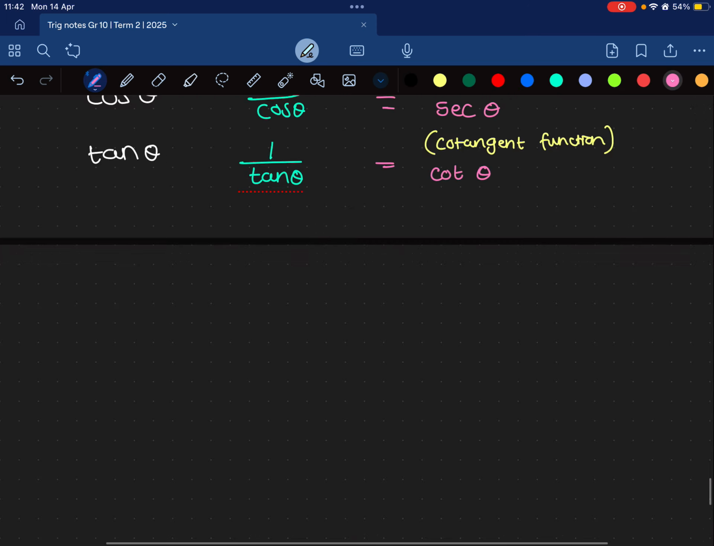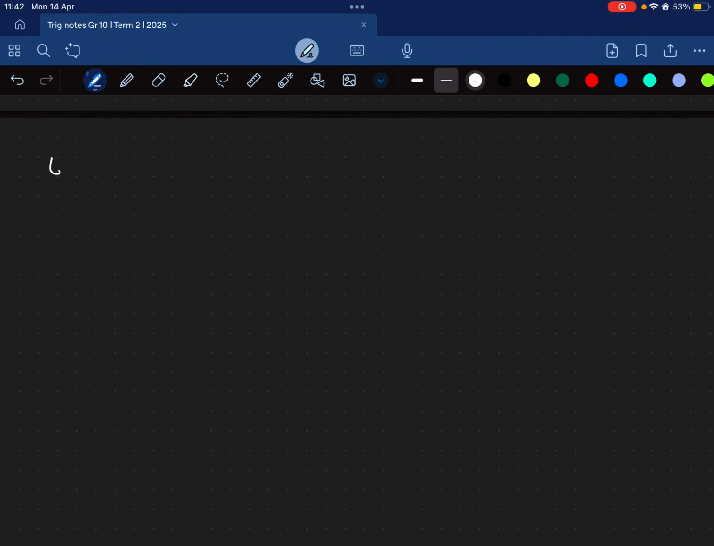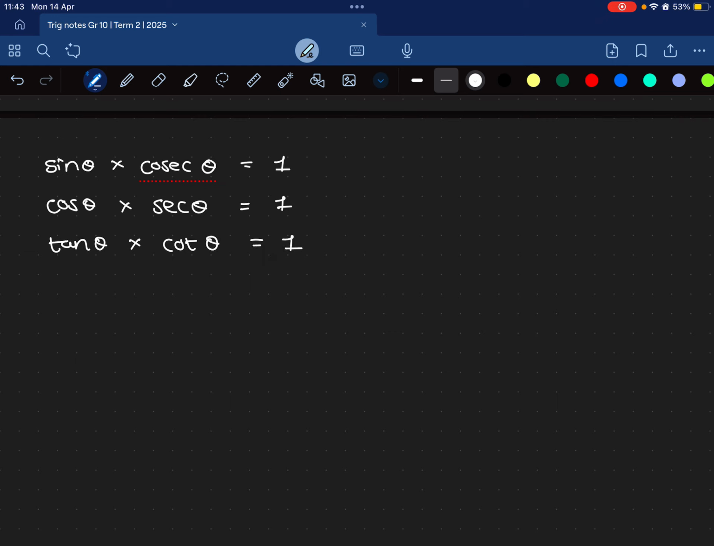So we can state that sine of theta times cosec of theta will equal 1, that cos of theta times sec of theta will be 1, and that tan of theta times cot of theta is also 1.